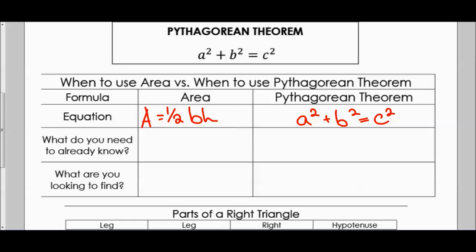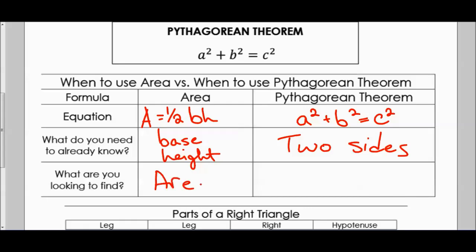All right, if we need to find area, then we're going to be given the base and the height. If we're looking for a missing side of a triangle, we have to have 2 of the sides. We already need to know 2 sides. We're looking for the space that's covered by that shape, or the area. For Pythagorean theorem, we're looking for the third side, the third missing side.